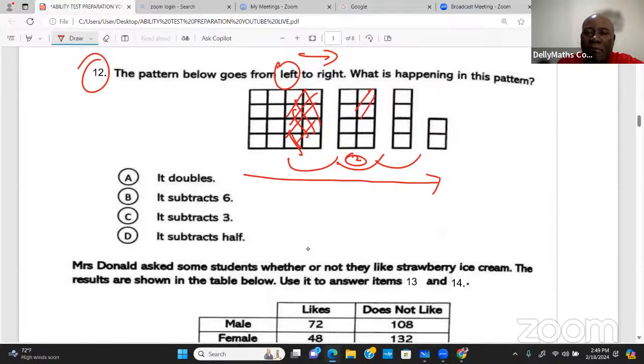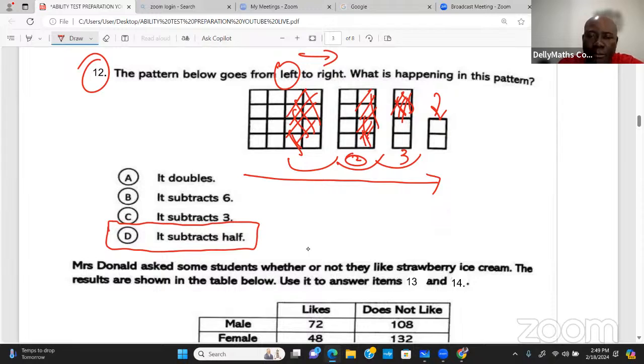And then I take off half of this and I'm left with this. And if I take half of this, I'm left with this. So as we move from left to right, we're subtracting a half. So I'm going to pick D. We're subtracting a half as we move from left to right.